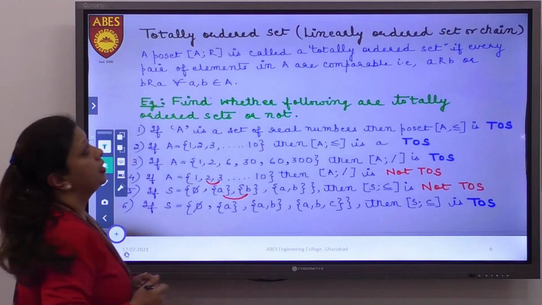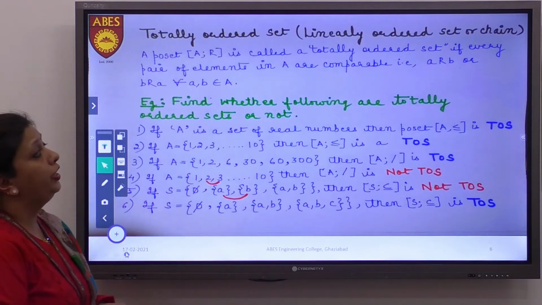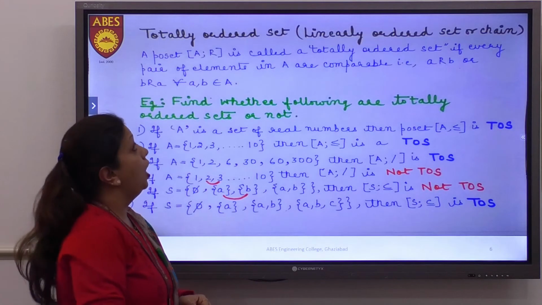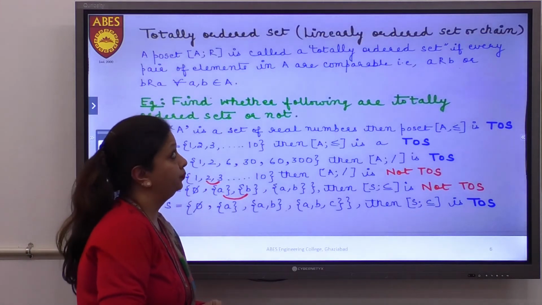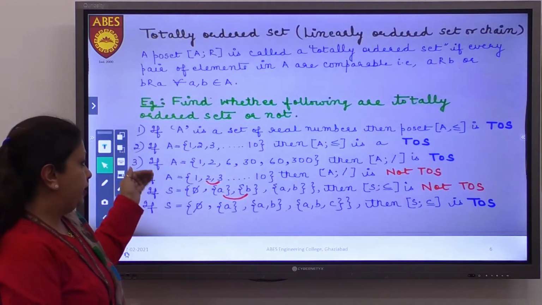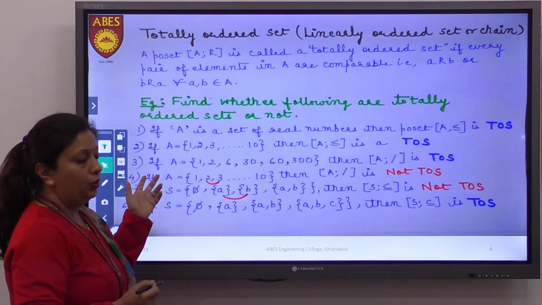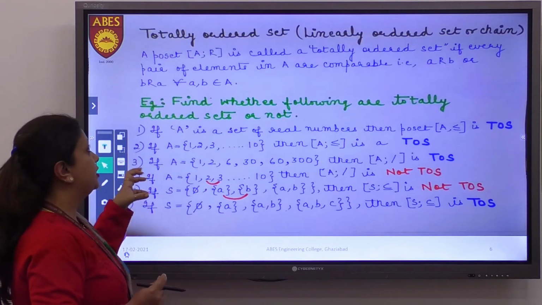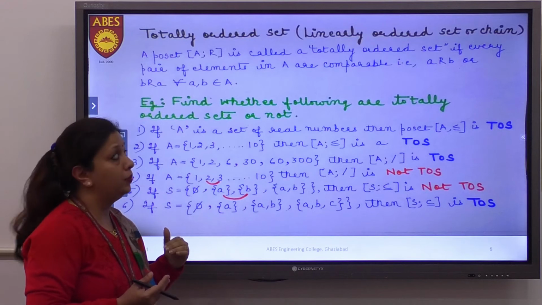Now next we will be discussing totally ordered sets, or linearly ordered sets, or chains. How are these different? For these we will be working on posets only. We will have posets as examples, but with some additional properties.